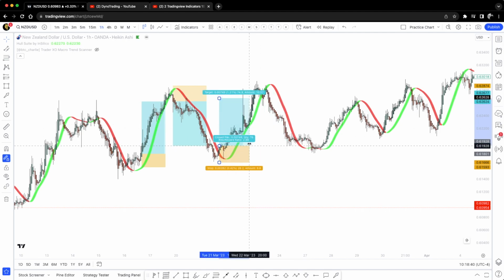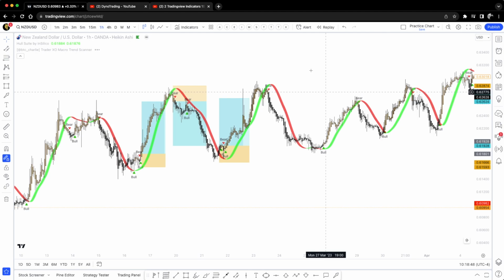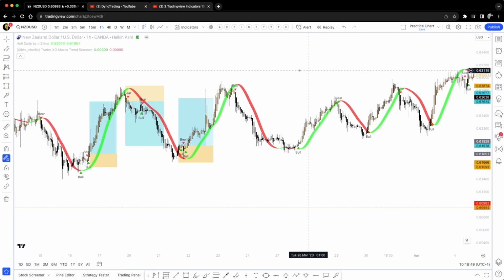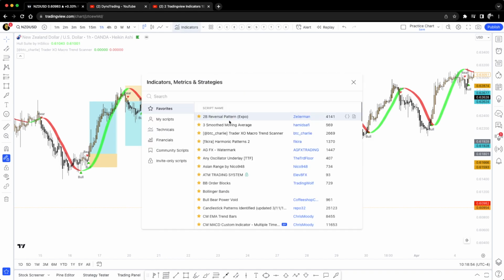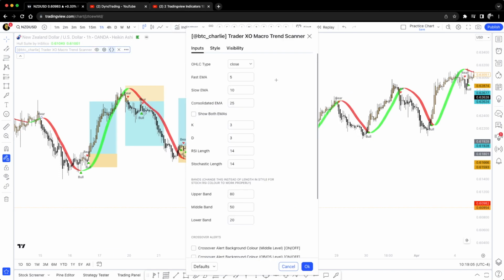So wouldn't it be cool if you could actually catch all those moves all the time, right? With this indicator as well, let me show you how you can find it. It's actually right here: Trader XO Macro Trend Scanner. This is the creator. Once you have it, you're going to tweak it a little bit. You can play around with this.